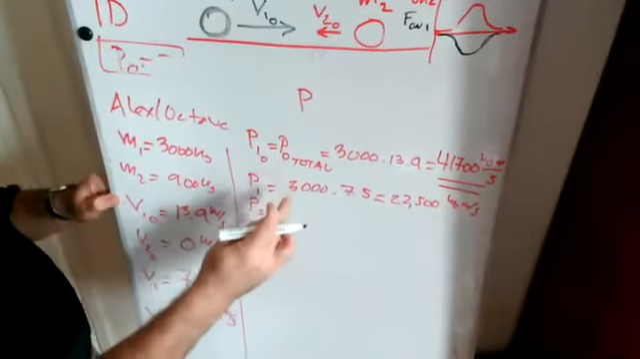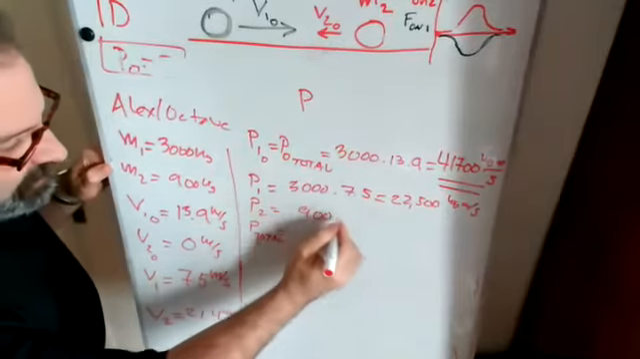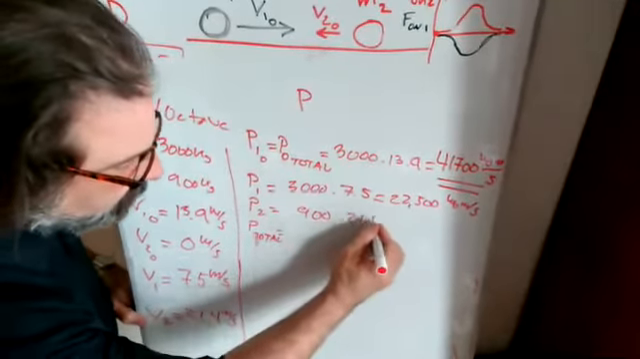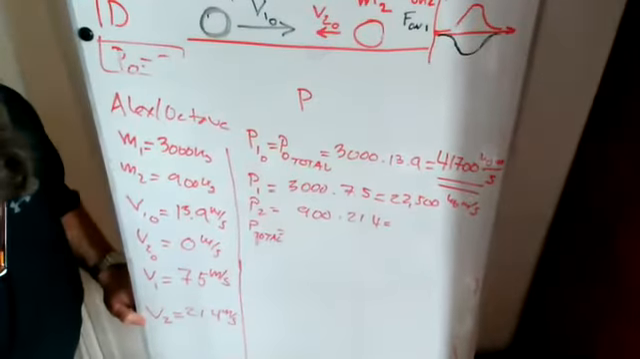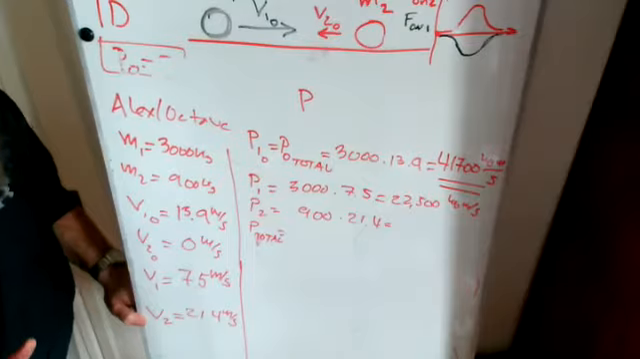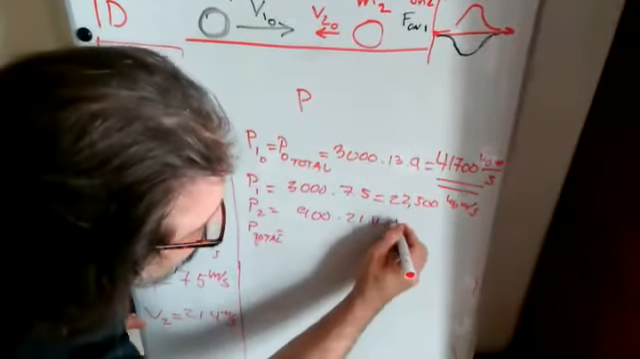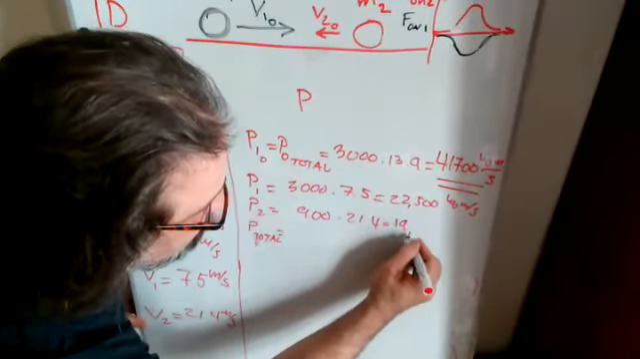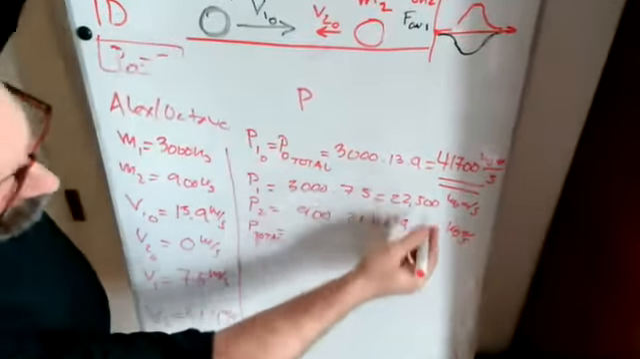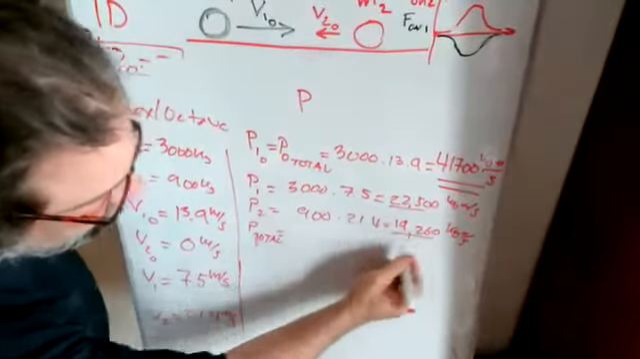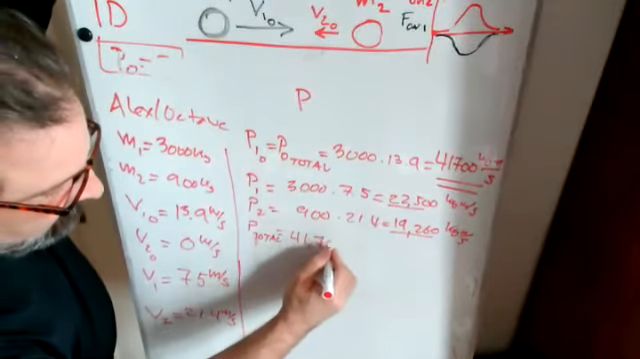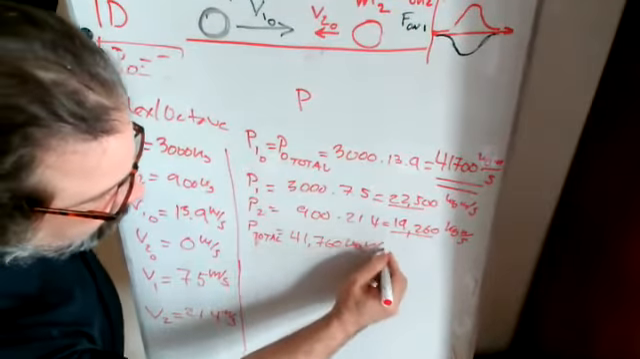And then for P2, we have the second mass, which is 900, and a velocity of 21.4. That's doable in my head, but I don't feel like it, so let's do that with the calculator. We get 19,260, units kilogram meters per second. So we add those two together, this one and this one, and we get 41,760 kilogram meters per second.